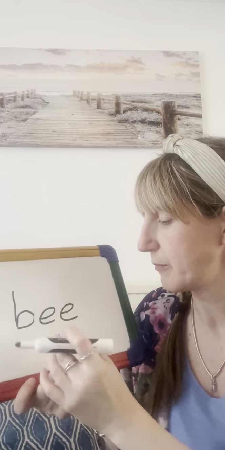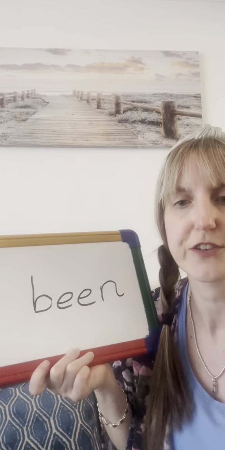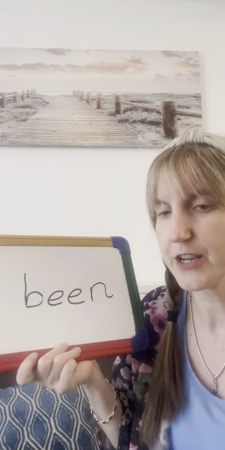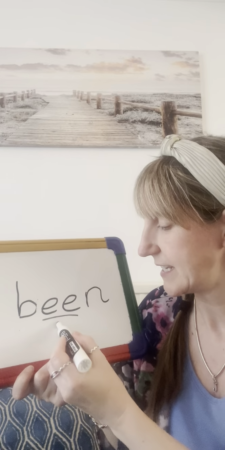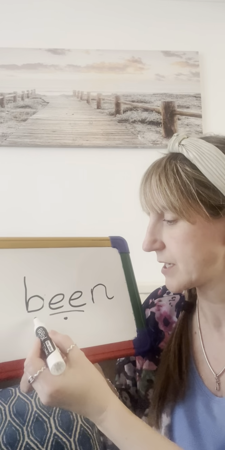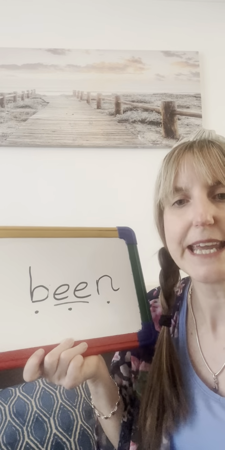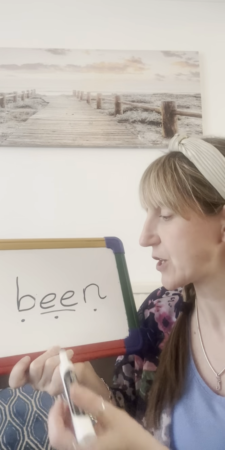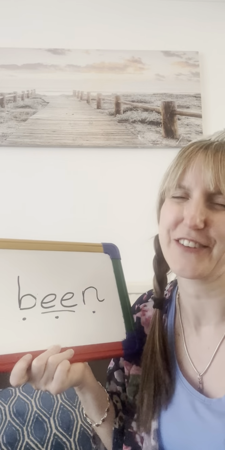So say for example then we can add an N to the word. You can say, can you spot the digraph? Yes, look, it's in the middle. ee. Now we can sound it out. B, ee, n, been. Like I have been to the shop. Yeah, we don't say but n. You can trick them. You can say that sounds silly, doesn't it?